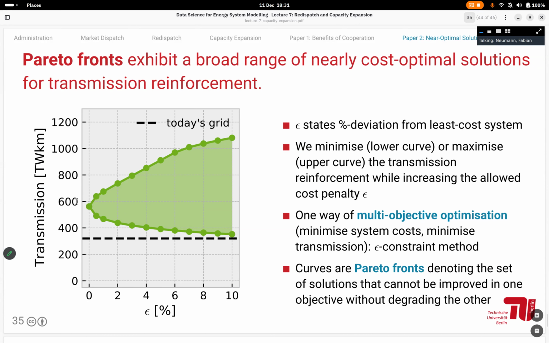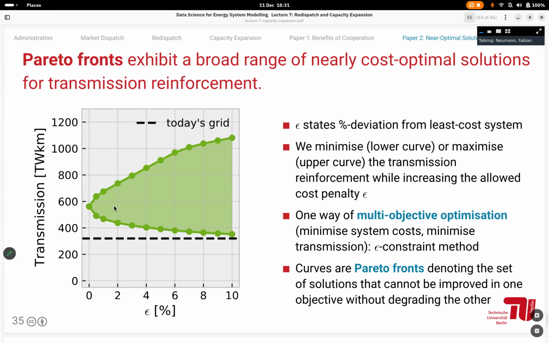And in this example, we look at the transmission system, and we have one Pareto front for minimizing from the optimum. So there's a shared point here for the optimum, and then we try to minimize as we go to higher allowed cost penalties. And we have the same concept for maximizing. And because our problems are convex, we can actually say that we can also find near optimal solutions in that green shaded space.